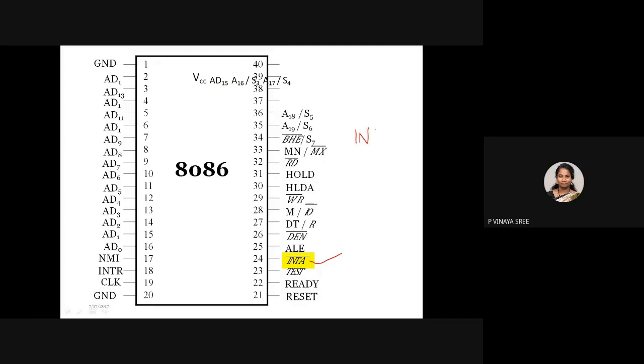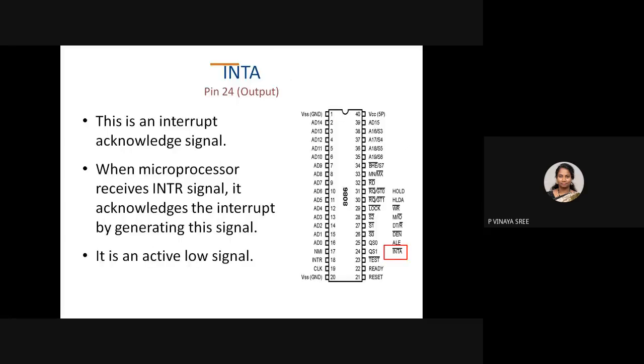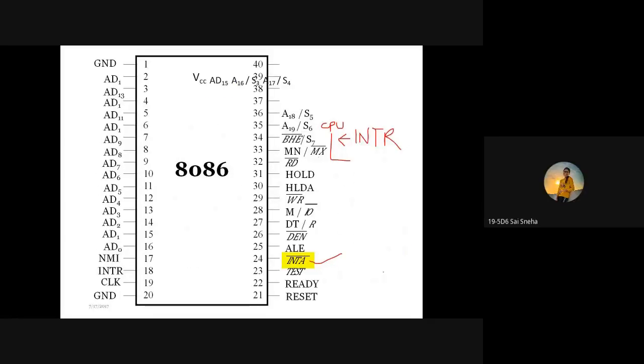You have an interrupt request, right? When an interrupt request is given to the processor, what happens? What will the processor give? What is this interrupt acknowledgement for? To get the address of the interrupt service, ma'am. Yes.